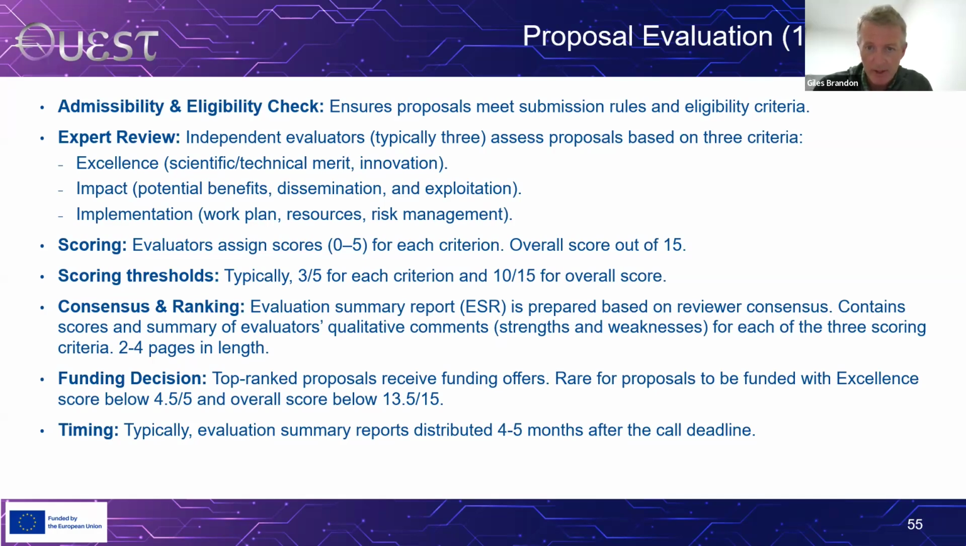They'll assess your proposal on 3 criteria, 1 criterion for each section of the Part B. So it'll be excellence, impact, implementation. The scoring that they will assign is up to a maximum of 5 for each of those criteria, so the perfect overall score would be 15. They have what they call scoring thresholds. You have to read the call text carefully, but typically they say the threshold is at least 3 out of 5 for each criterion and a score of 10 out of 15 for the overall score. That's usually the case.